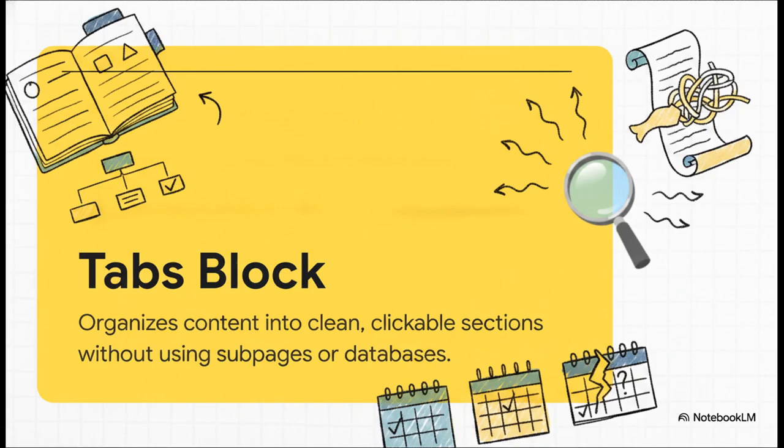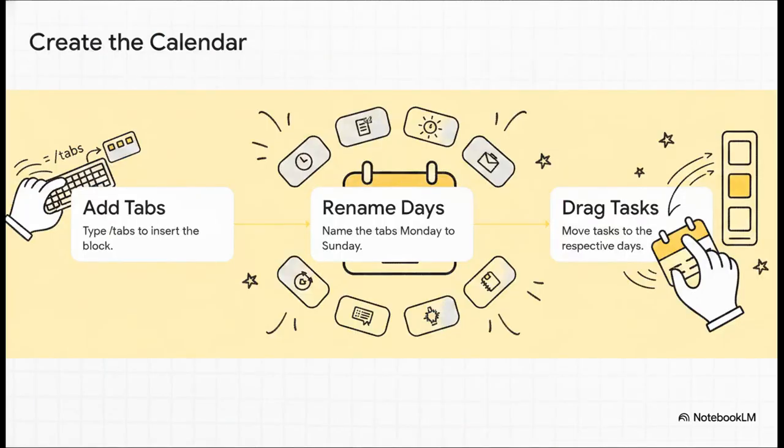Tabs basically let you organize huge amounts of information right on a single page by creating clean, clickable sections. So no more endless scrolling, no more hiding information deep down in random subpages. It is hands down the perfect replacement for a complicated calendar view. And setting this up, it literally takes seconds.